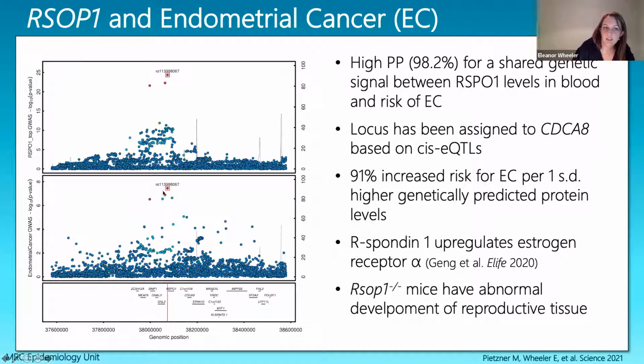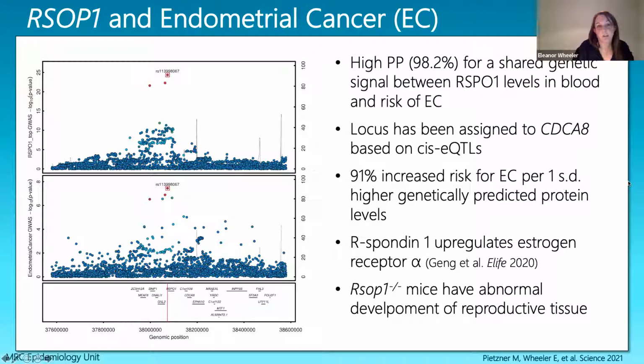So this is the most strongly associated genetic variant. And here we have association results for the R-spondin-1 protein levels. And what you can see is that there's a high posterior probability of a shared genetic signal. So essentially the shape of the signal is very similar and the lead SNP is the same. So there's a high likelihood that the genetic signal between R-spondin-1 levels in blood and the risk of endometrial cancer are shared. As I said before, this has previously been assigned to the gene CDC-A8 based on cis-eQTLs.